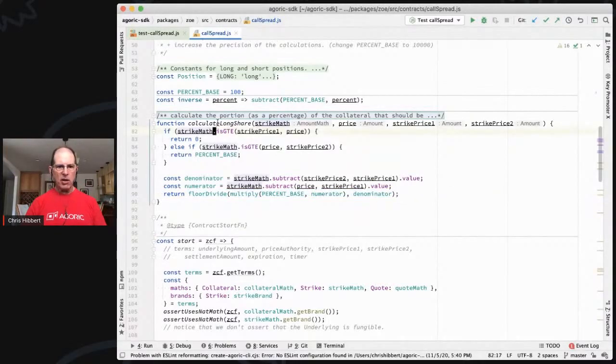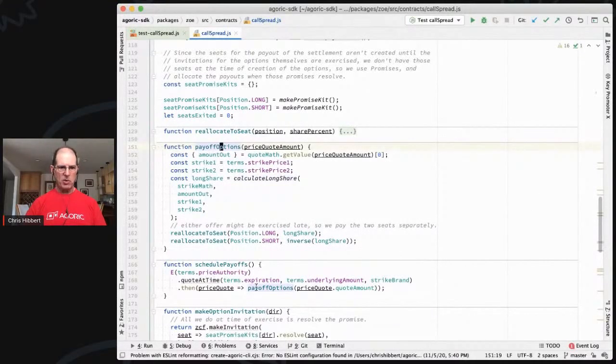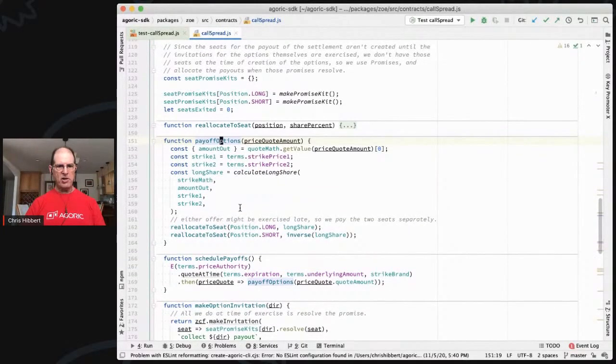So calculate long share comes up down here. This is called in Payoff Options, which is called from the scheduling, which I'm still going to get to later. The reallocate here calls reallocate to seed. I've got that collapsed currently. That's part of the promise architecture that's going on here, and so I'll expand that out shortly.